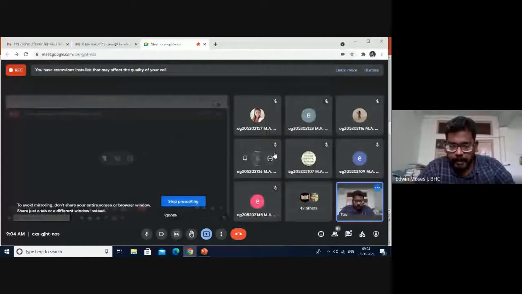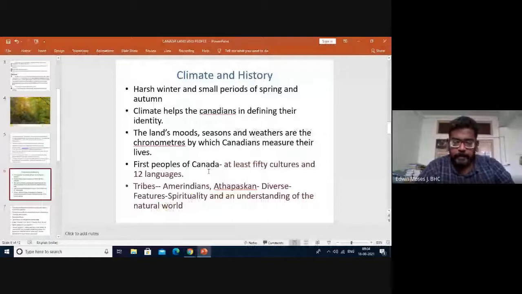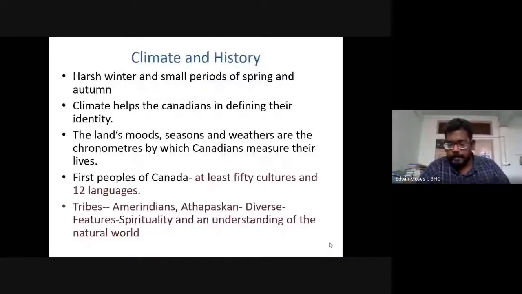The tribe or the clan, anybody coming in, they have their own identity, they have their own worldview. Each culture, each indigenous people, they have their own worldviews, languages. See, 12 languages, First Peoples of Canada, at least 50 cultures and 12 languages. And the way they form their identity.